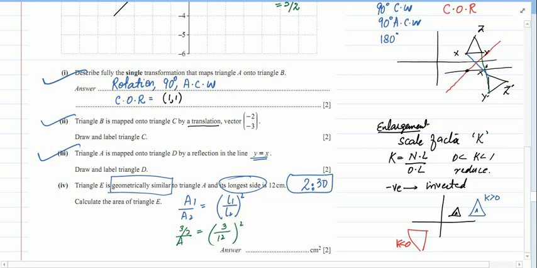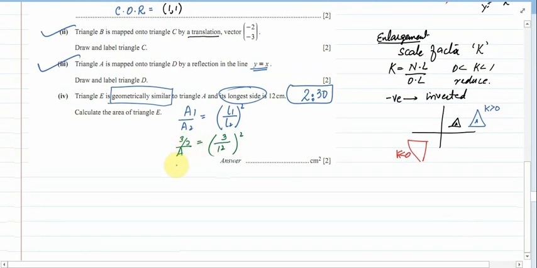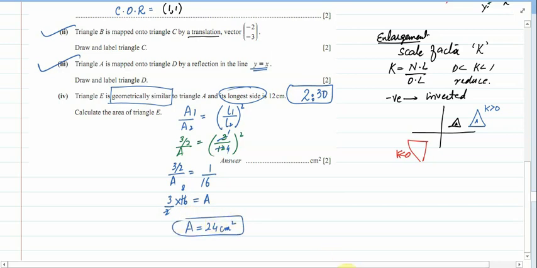So I made my equation here. Now I can simplify it. 3 over 2 divided by A is equal to (3 ones are 3, 3 fours are 12) 1 upon 16. So you can say that 3 over 2 times 16 equals A. I just cross multiplied the equation. And A is equal to 8, 3s are 24 centimeters squared. That should be your unit.